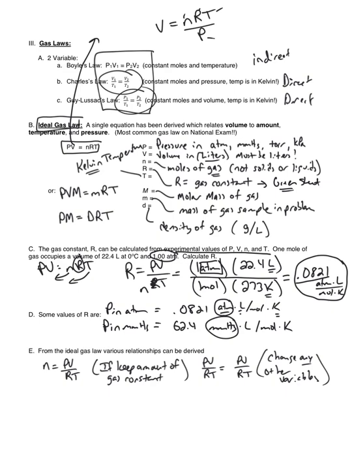One thing to note, millimeters of mercury is equal to a torr. So if you have a problem that's in torr, you're also going to use 62.4. But now it's going to be torr liters per mole Kelvin.